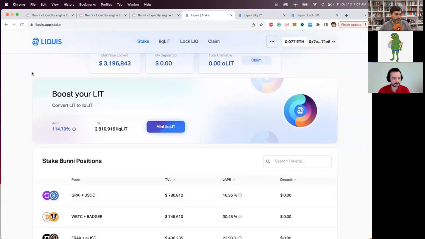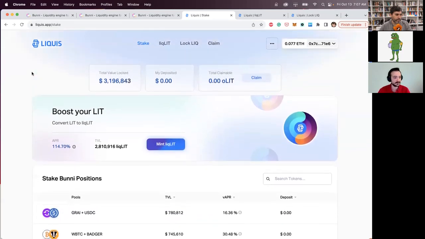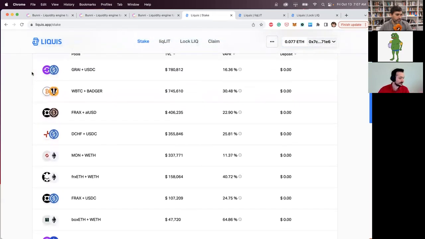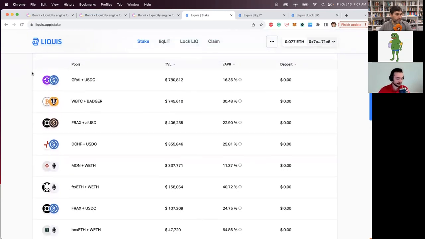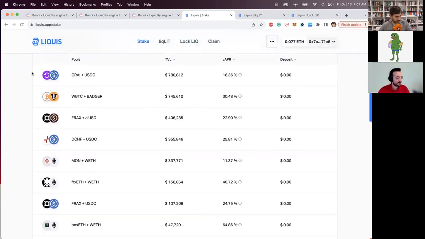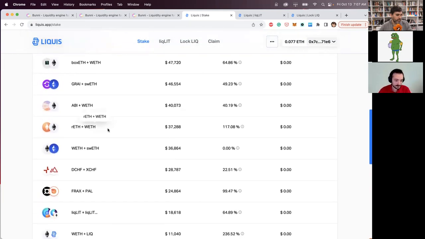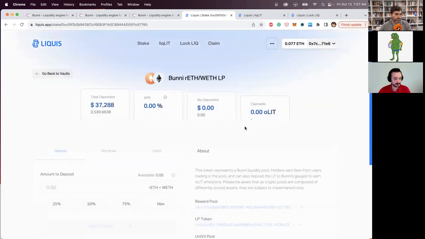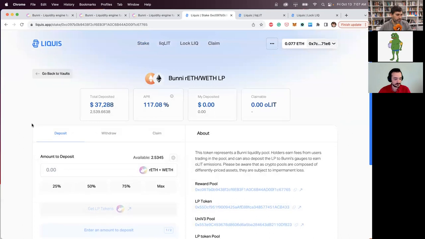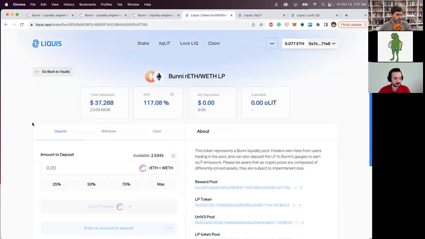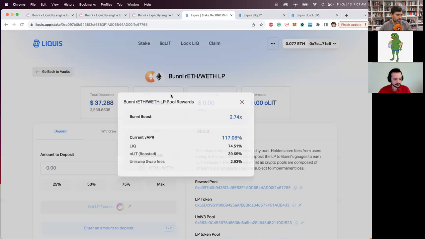So basically, you are now seeing all the Bunni pools, but with only one APR number. The other one disappeared. So maybe you can scroll down and find the rETH pool. Yeah, the rETH pool. You will see that there is only one number, and it is significantly higher than the number on Bunni itself. Now, why is that? You can click on the eye at the APR number. Yep, exactly. You will see a very clear breakdown of where the rewards are coming from.